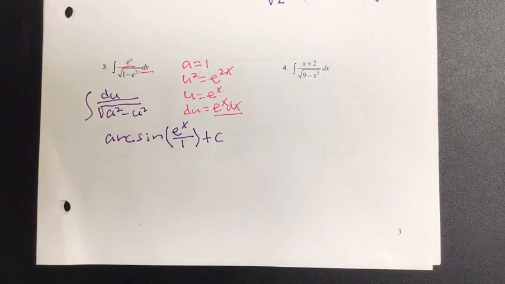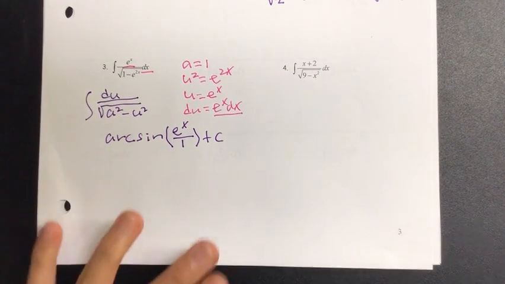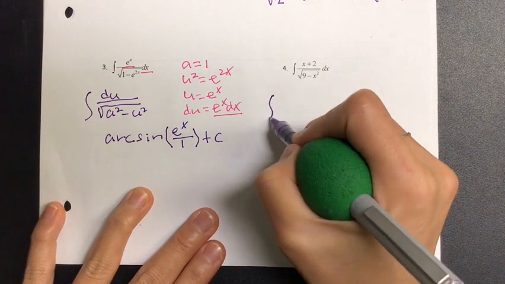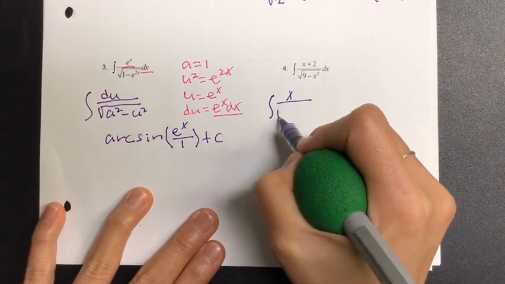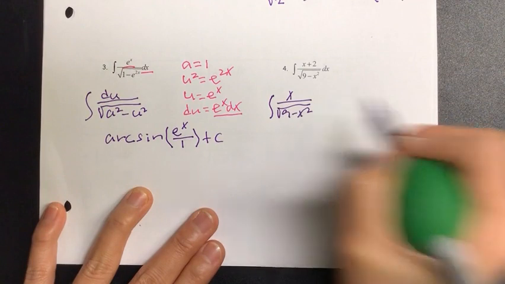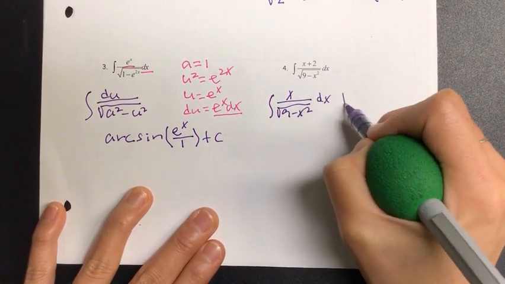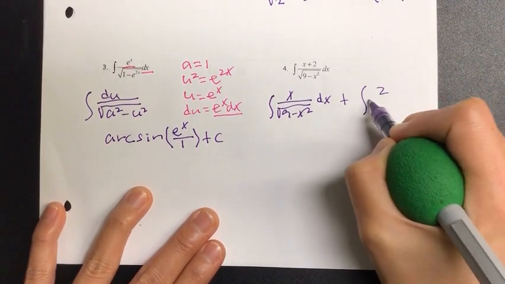All right, number 4, we have to separate the fraction first, one with the x and one with the 2. So when I do, we'll get the following. We have the integral of x over my denominator, dx. And then I have the 2 with the denominator.